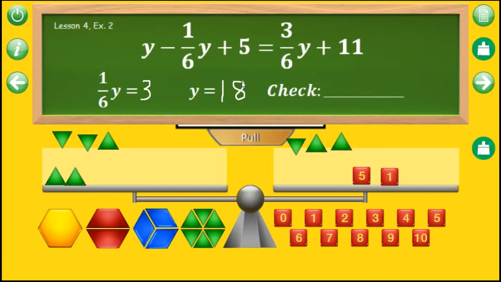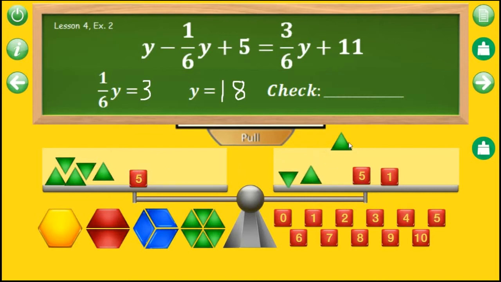Okay, now to do the check, we're going to set up the original problem one more time. All of this was 5/6 of y, so I'm just going to put it back down here. I need a 5 value here. On the right, I have 3/6 plus 11. Okay, Andrew, please help me with the check. Does it work out? Each 6th of y is 3. So what do we have here? 15 greens, and another 5 would be 20.